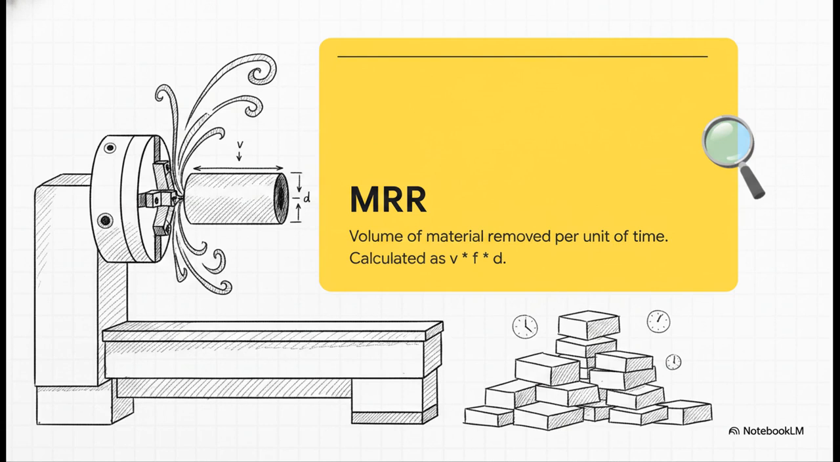Well, the answer is the material removal rate, or MRR. MRR equals cutting speed, V, multiplied by feed, F, multiplied by depth of cut, D. This equation basically takes the speed of the cut, the stride of the tool, and the depth of the bite, and mashes them together to give us the actual volume of material being removed per unit of time. It's really the ultimate measure of how aggressively your machine is working on the floor.